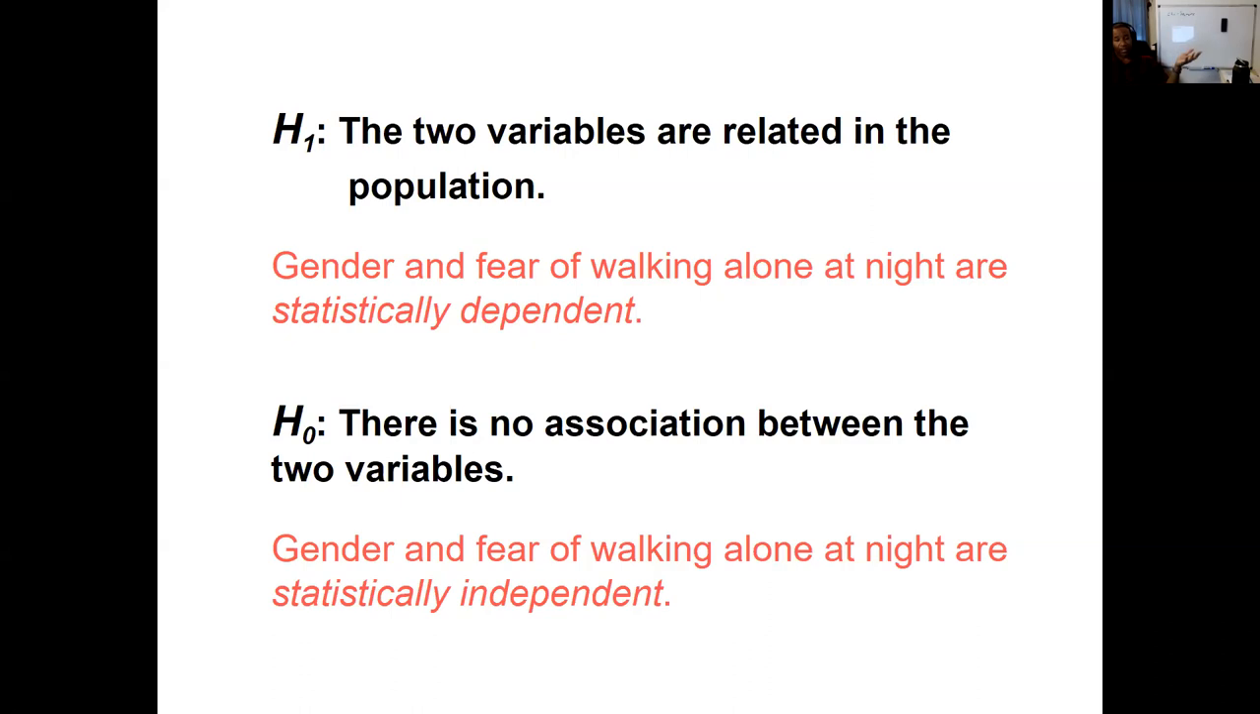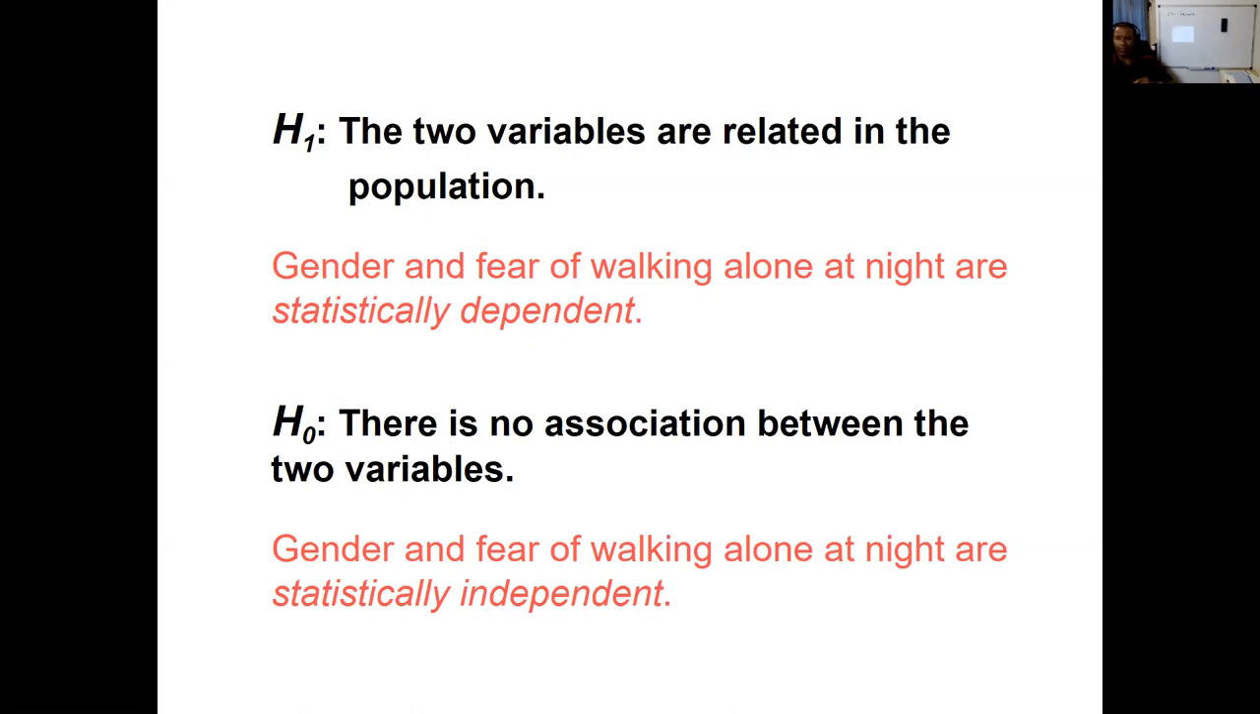Now with the null hypothesis, I would say that there's no association between the two variables. So I would say something like sex and fear are statistically independent in the population. So sex has no influence on whether or not people are afraid to walk alone at night in the population that I'm pulling from. So we start off with the assumption that the null hypothesis is true, and then we test to see whether or not the null hypothesis is plausible, whether or not it's practical to think, given our sample data, that this is true.